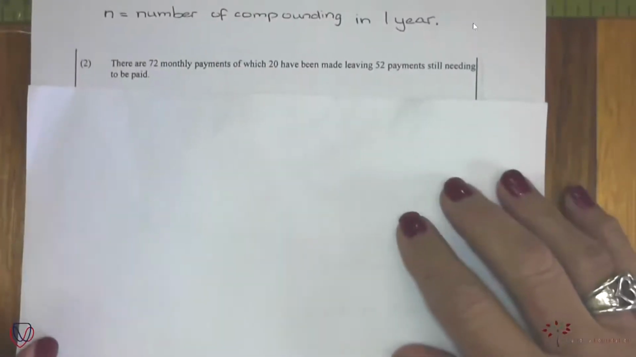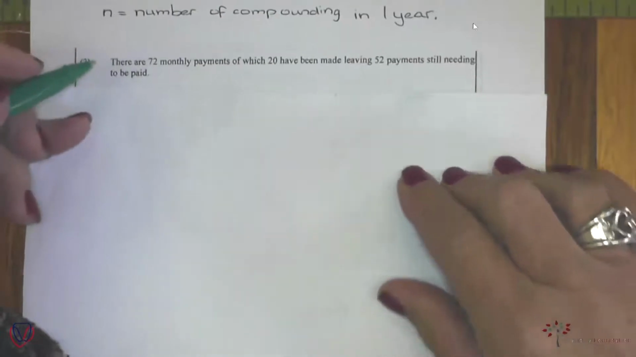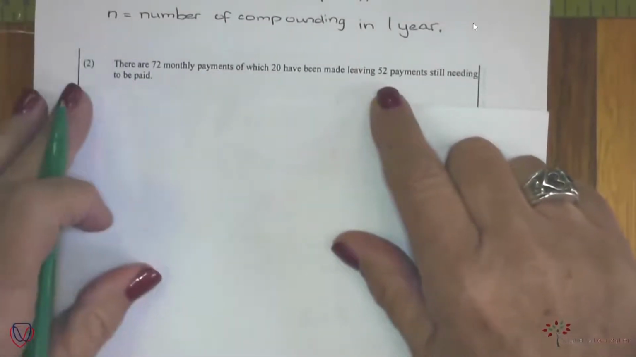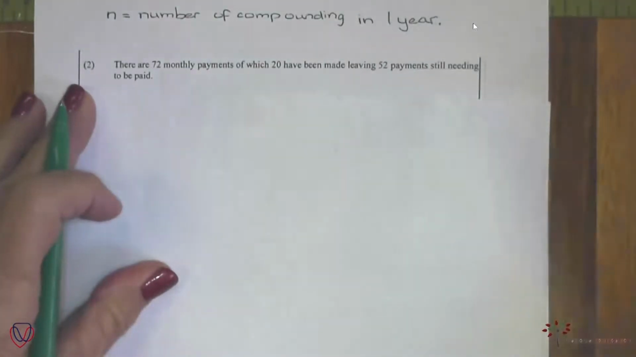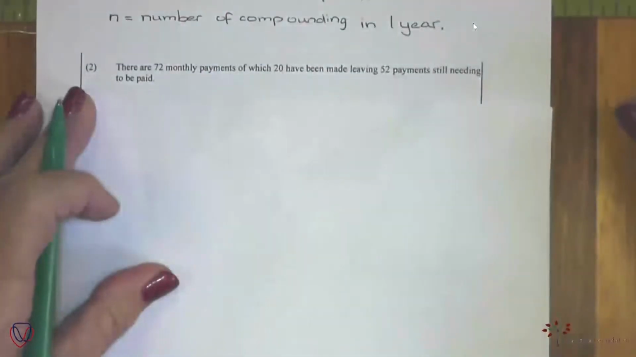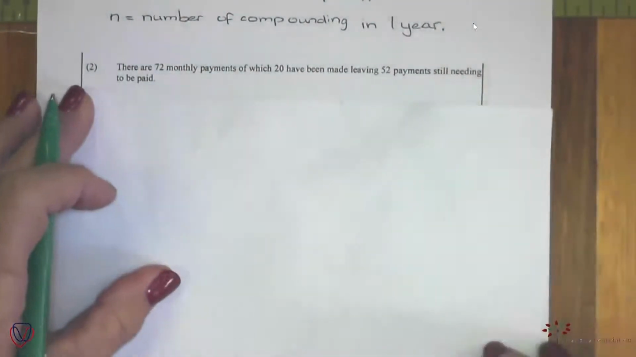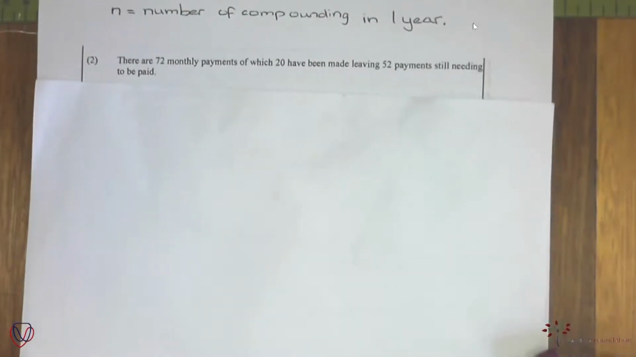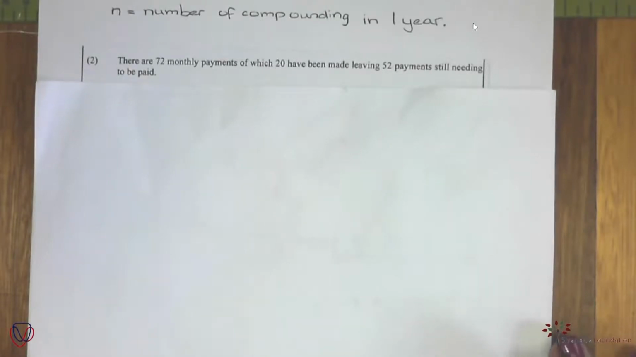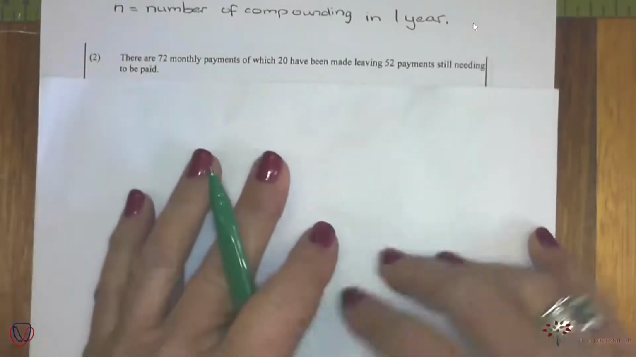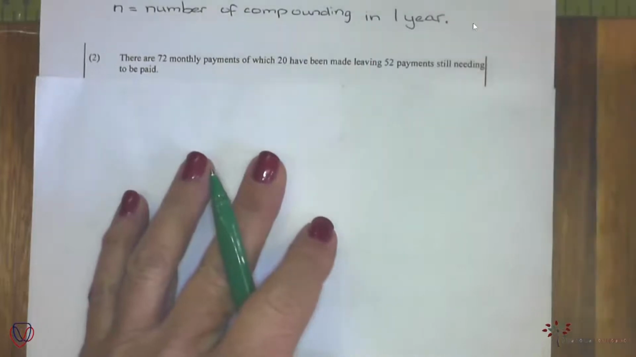There are 72 monthly payments, of which 20 have been paid, leaving 52 payments still needing to be paid. It's still the same sum. Now they say there were 72 payments, and then he only paid 20. Maybe after 20 months he receives some money from somebody or he inherits some money. Then he goes to the bank and says, I want to pay my car down now. I don't want to pay for another 52 payments. You understand that? So now the bank must say to him, right, let us calculate what you still owe.